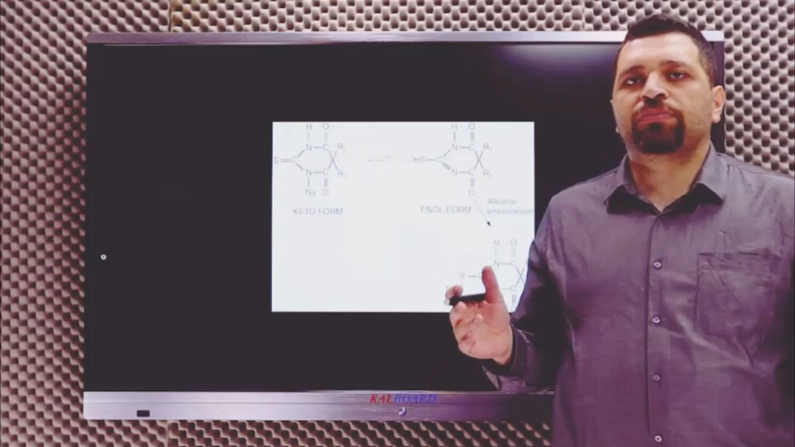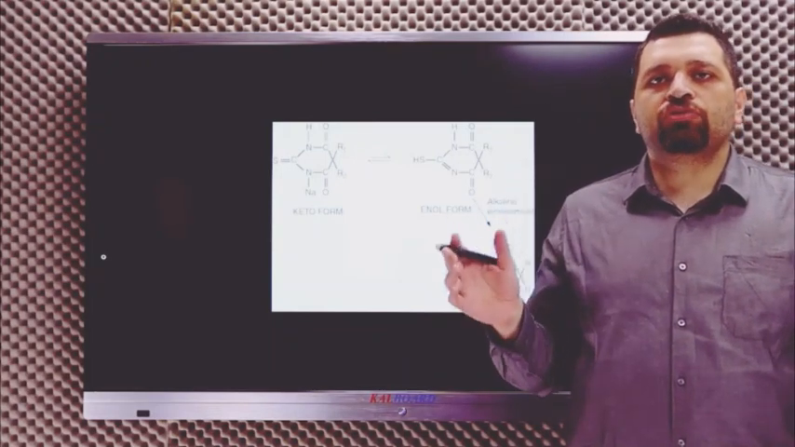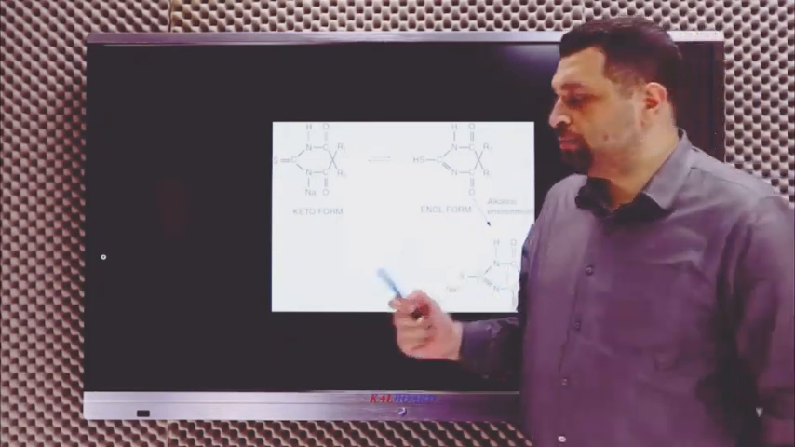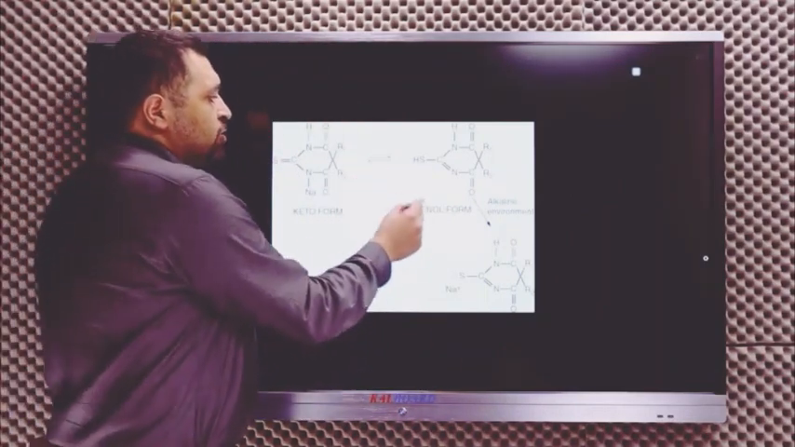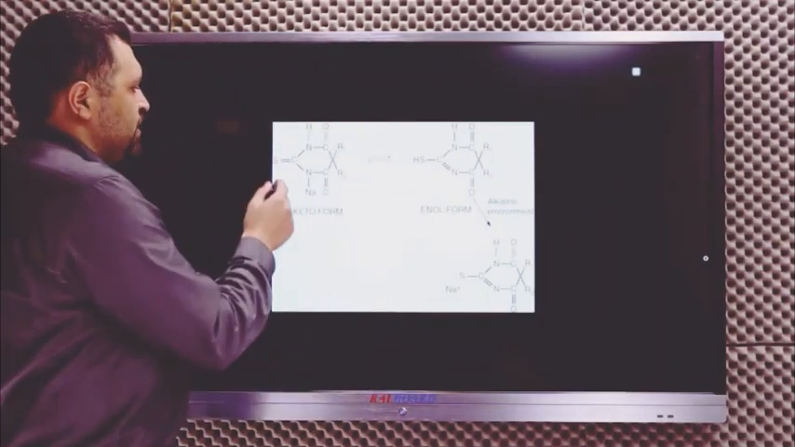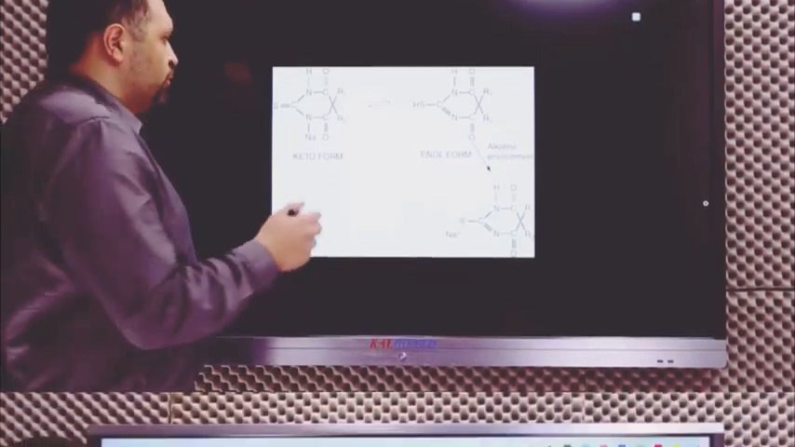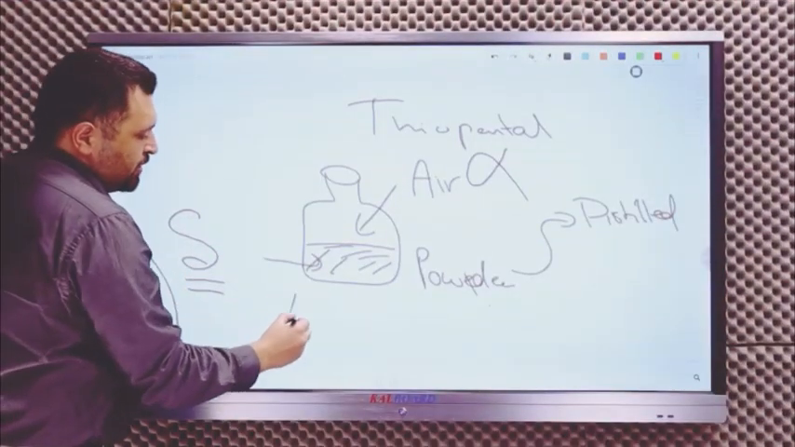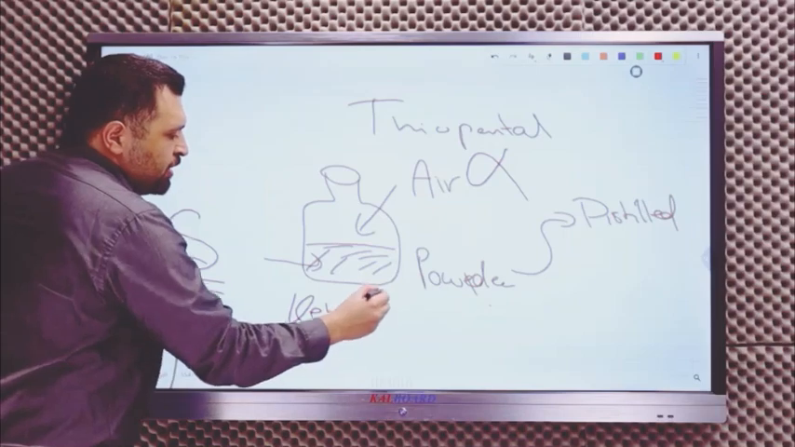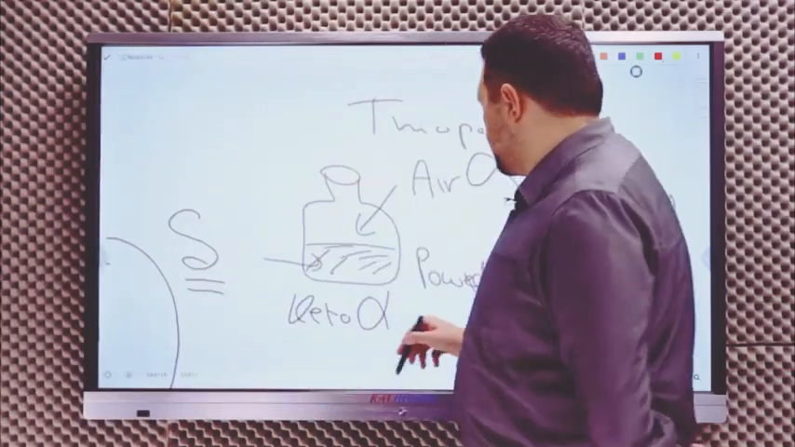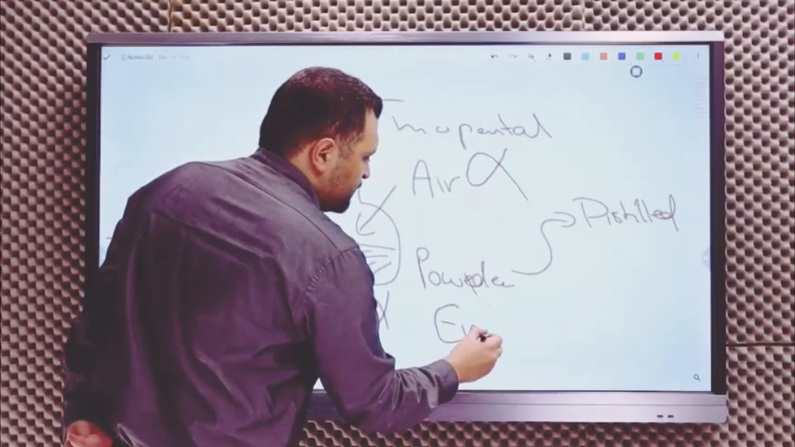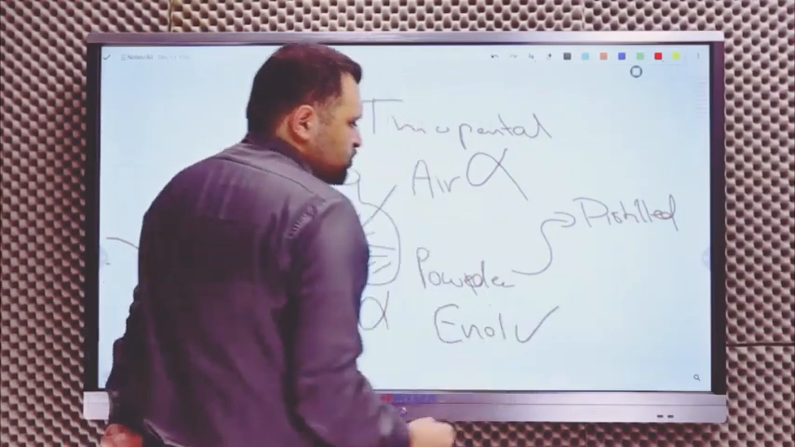What's so important about this, the keto versus the enol? The problem is that the enol form is more soluble than the keto form. So if thiopental is in the keto form, it will not dissolve in the water. But if it is in the enol form, it will.